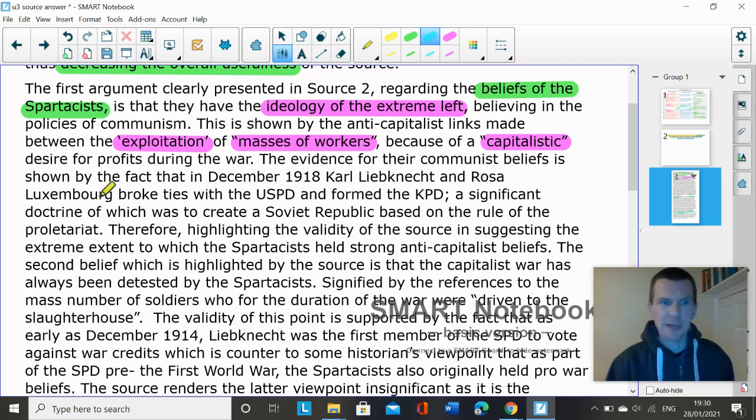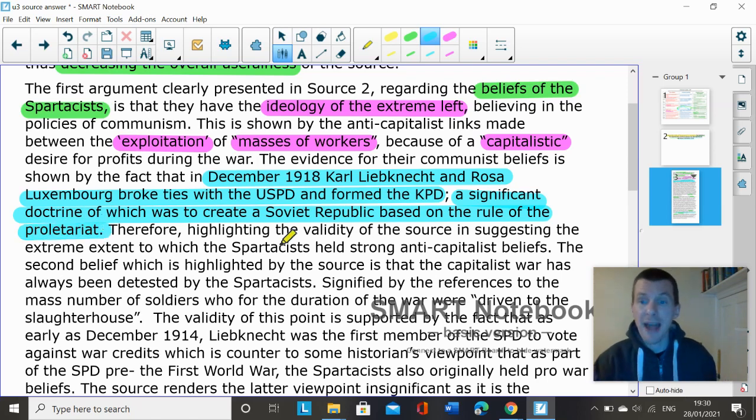The evidence for their communist beliefs is shown by the fact that in December 1918, Karl Liebknecht and Rosa Luxemburg, who were the Spartacist leaders, broke ties with the USPD and formed the KPD. A significant doctrine of which was to create a Soviet republic based on the rule of the proletariat. So that is their own knowledge.